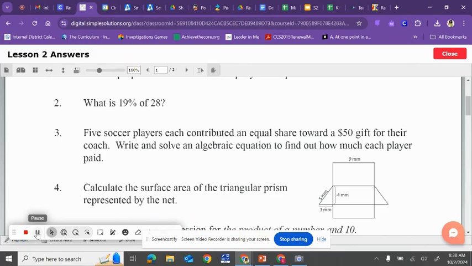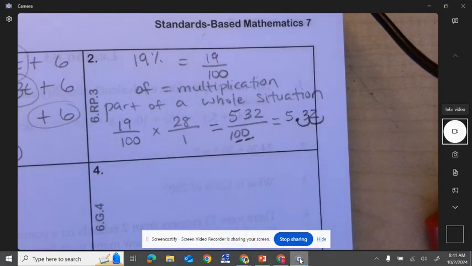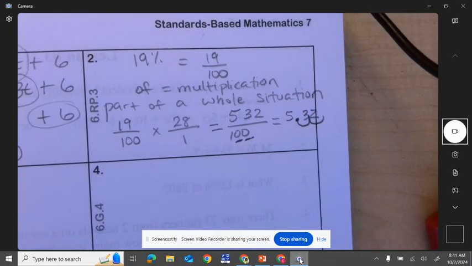All right, number 2, there's so many different ways to solve this, but I'll just go ahead and do 19 over 100 and multiply the fractions and just solve it that way. All right, here's the answer for this. It's 5.32. If you do not know how to multiply, you have to do a different method of multiplication, or you can do the standard algorithm.